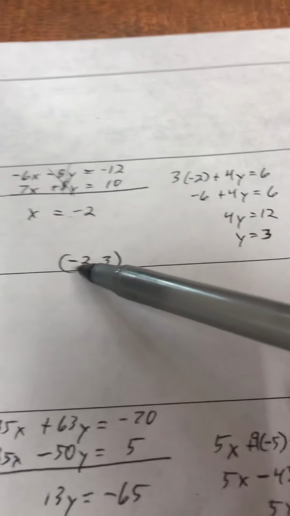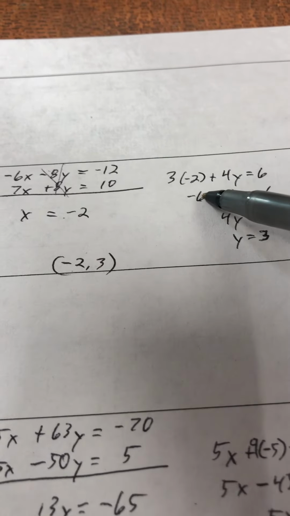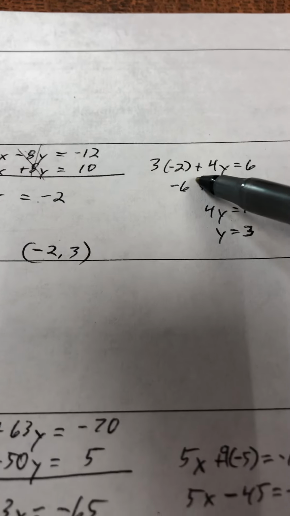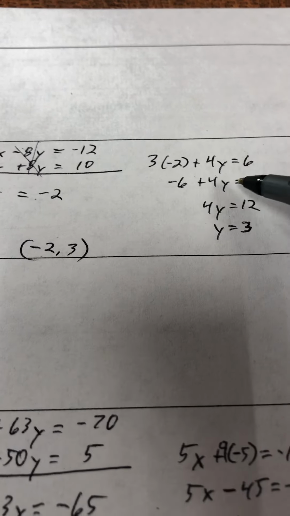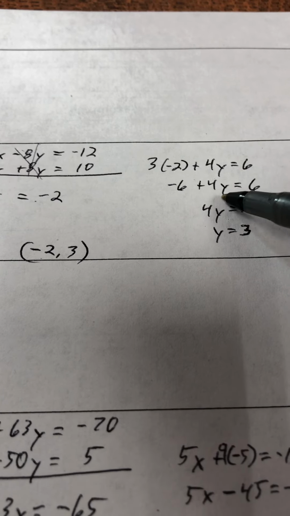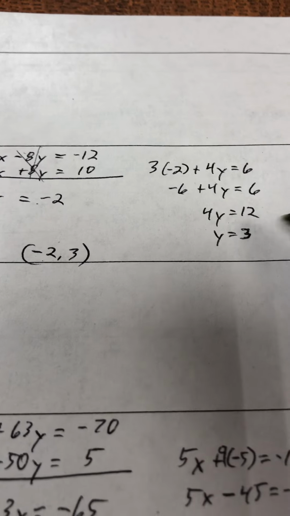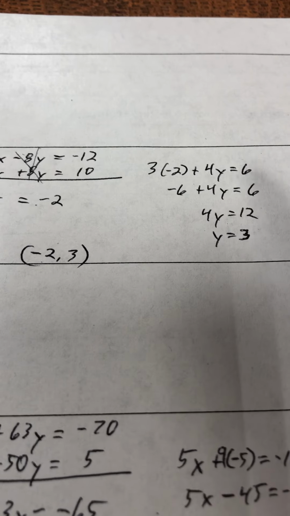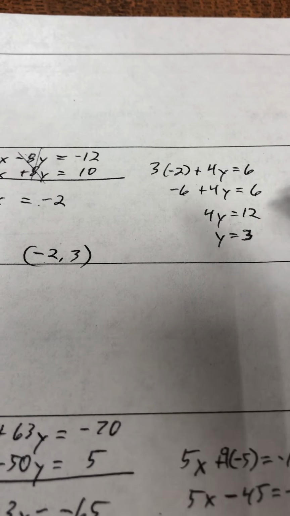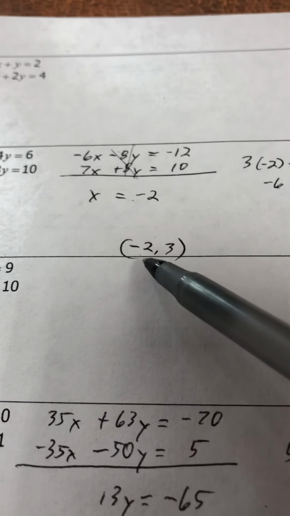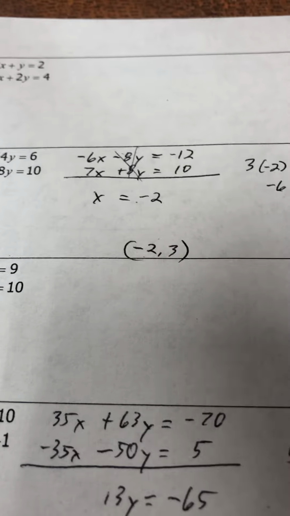My x is -2. I plugged it into this equation. It's the top one because that seemed easiest. And I get -6 plus 4y equals 6. I add 6 to both sides. I get 4y equals 12. Divide both sides by 4, and I get y equals 3. So where they cross is going to be -2, 3.